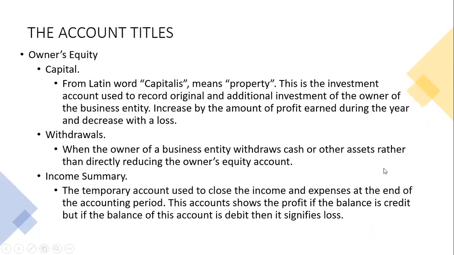Income summary naman, this is a dummy or temporary account used to close income and expenses. Okay? So at the end of the reporting period, this account shows profit if the balance is credit, but if the balance is debit, then it signifies a loss. So this is just a temporary account to close income o yung mga expense account. Kasi yung income and expense accounts are intended only for 1 year. Kasi pag next year, zero balance na naman. Another year na naman, back to zero na naman. So saan siya i-close? So initially, it is closed to income summary.